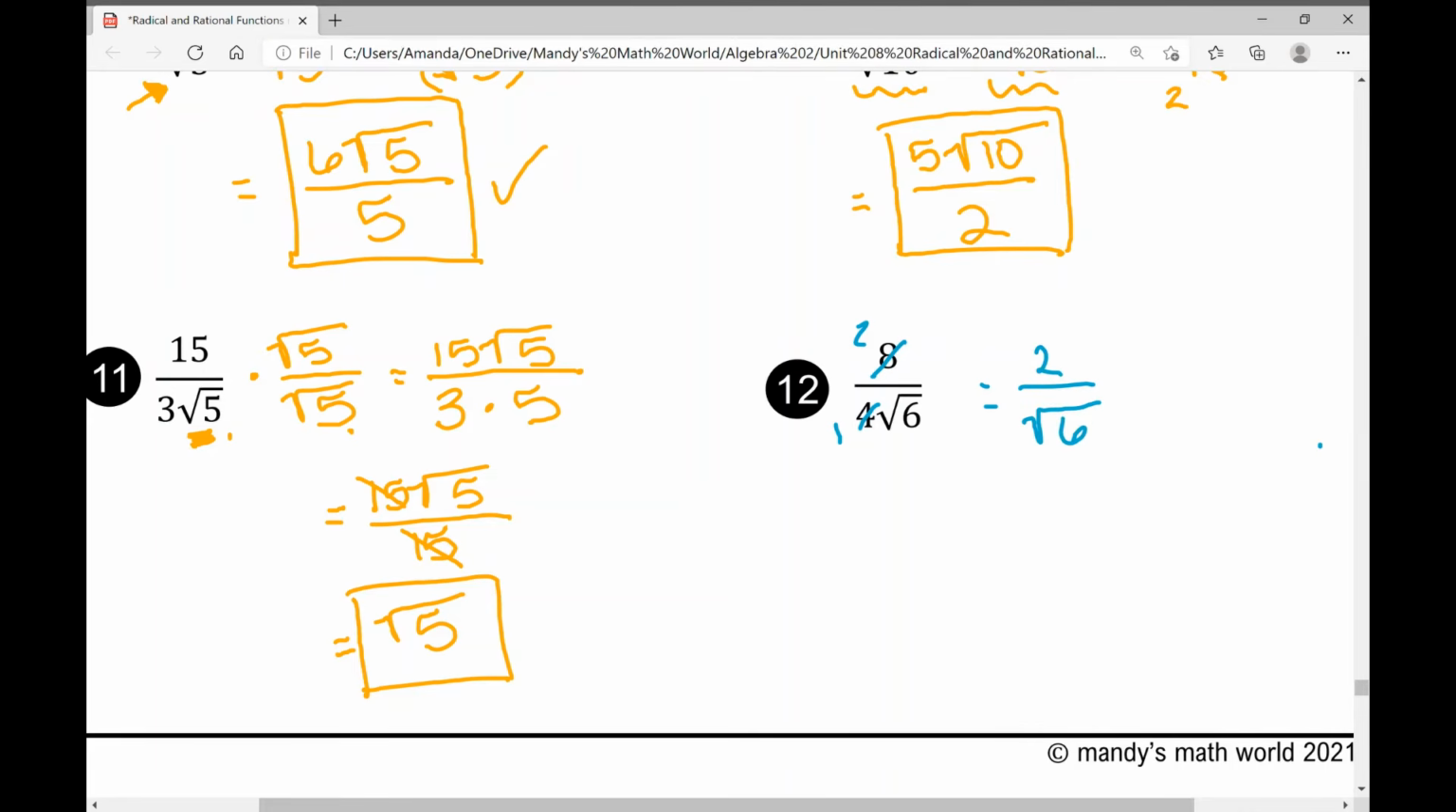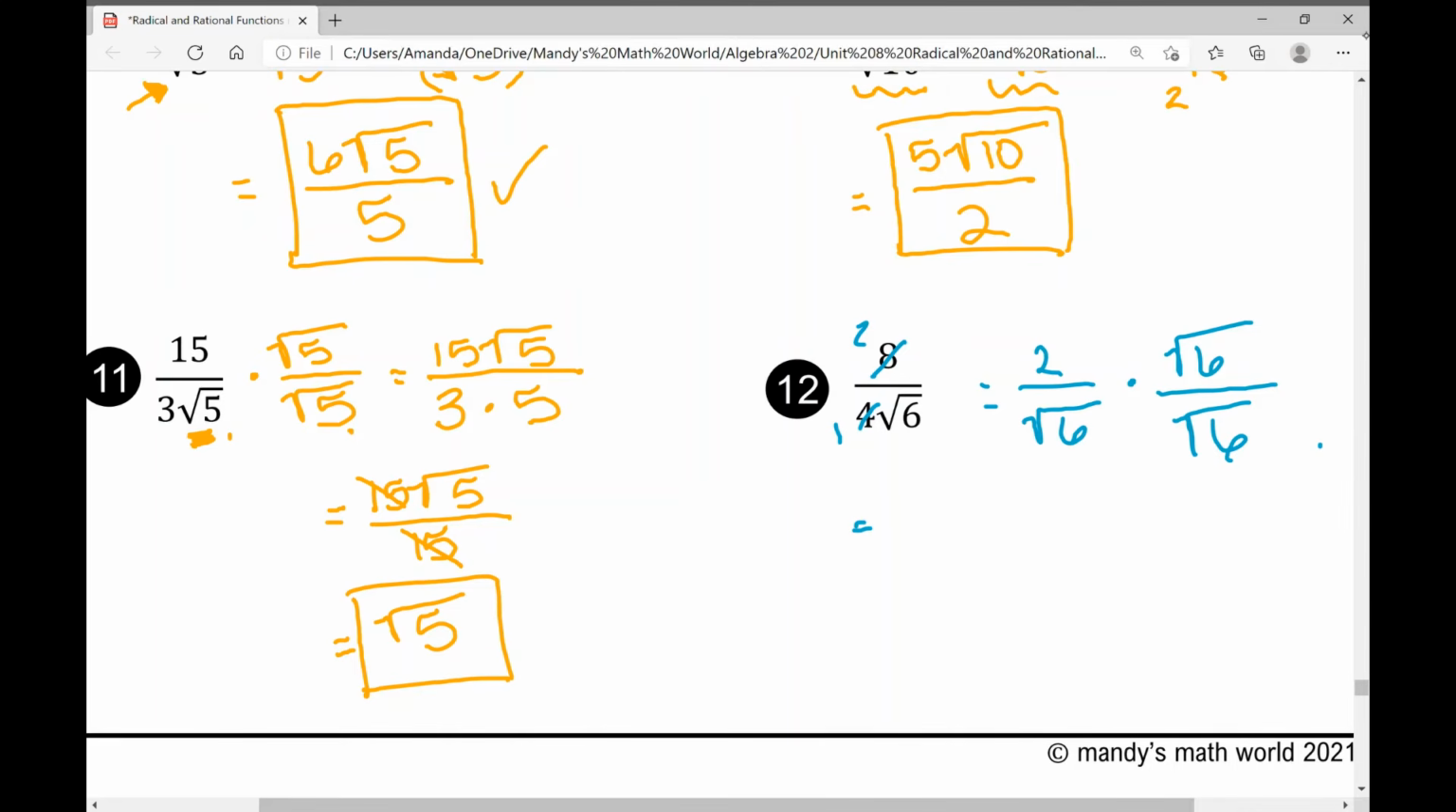Again, you don't have to do this, but you can simplify before you divide if you want, just like we did when we were multiplying radicals. So what do I need to multiply by to get rid of the radical in my denominator? The square root of 6 over the square root of 6. So what does that effectively do?